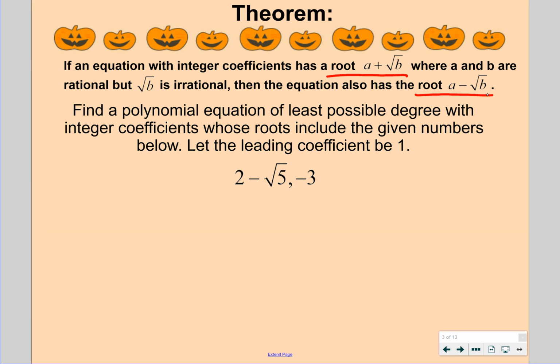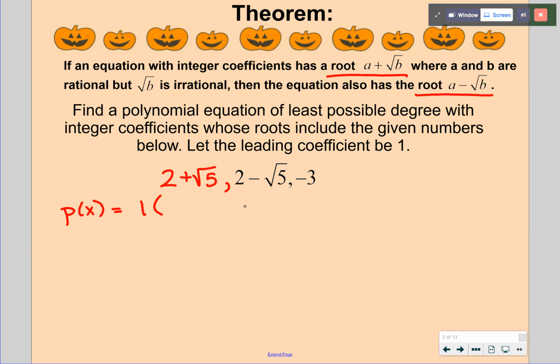All right, so example, find a polynomial with least possible degree, leading coefficient of 1, and we have these roots, 2 minus square root 5, negative 3. And if 2 minus square root 5 is a root, according to this theorem, what else is a root? Its conjugate, which is 2 plus square root 5.